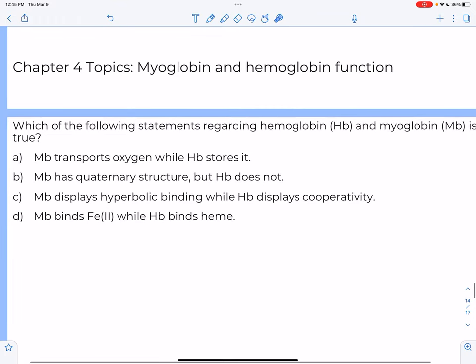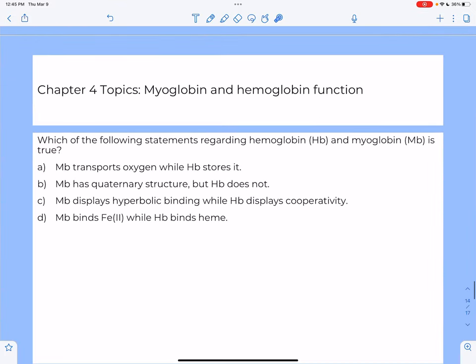And so now we're going to talk about hemoglobin and myoglobin, just thinking about what's true. So we have a statement about myoglobin where it transports oxygen while hemoglobin stores it. Myoglobin has quaternary structure, but hemoglobin does not. Myoglobin displays hyperbolic binding while hemoglobin displays cooperativity. Myoglobin binds iron while hemoglobin binds heme.